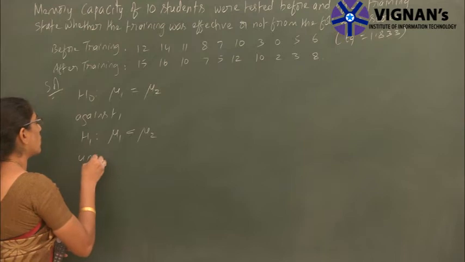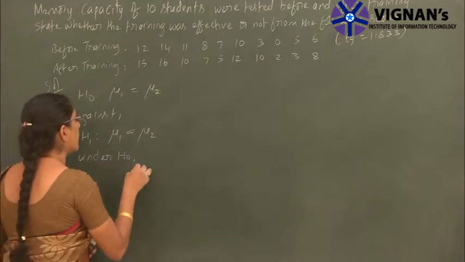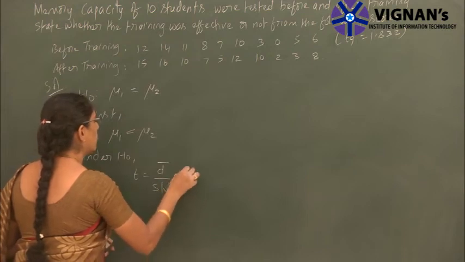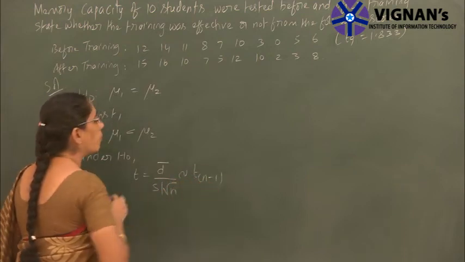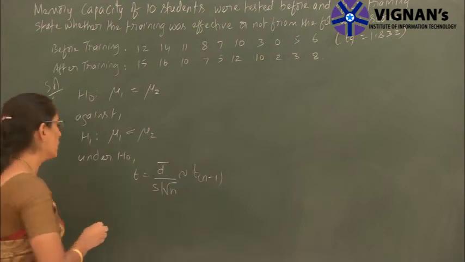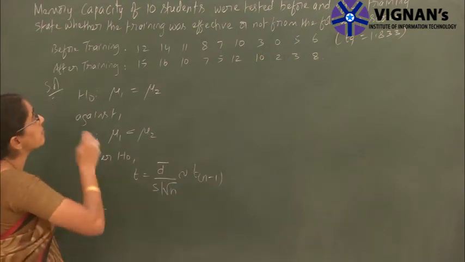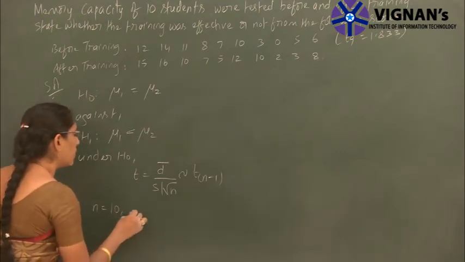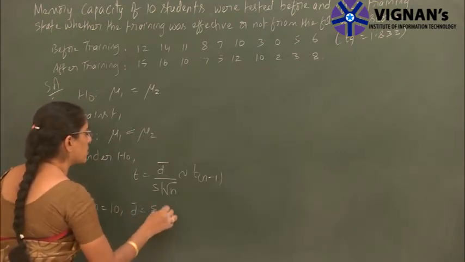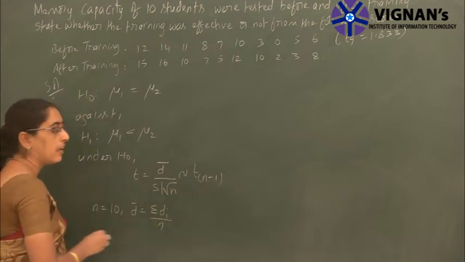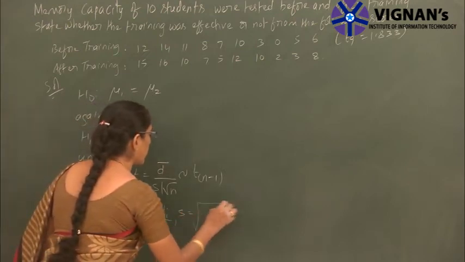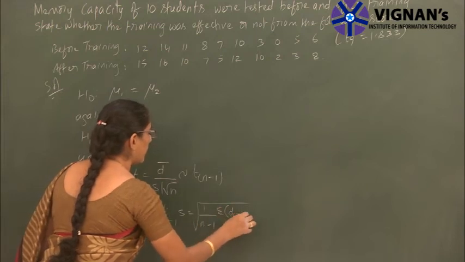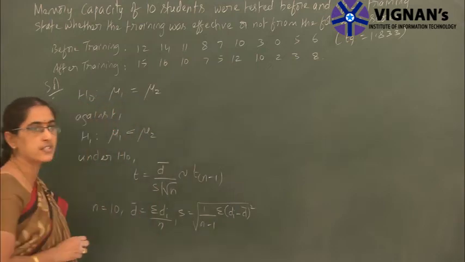Then under H0, the test statistic is given as t equal to D bar by capital S by root n, which follows a t distribution with n minus 1 degrees of freedom. Here the number of observations, meaning the number of students, is 10. Now we know that D bar is summation Di by n and capital S is the square root of 1 by n minus 1 summation of Di minus D bar whole square.